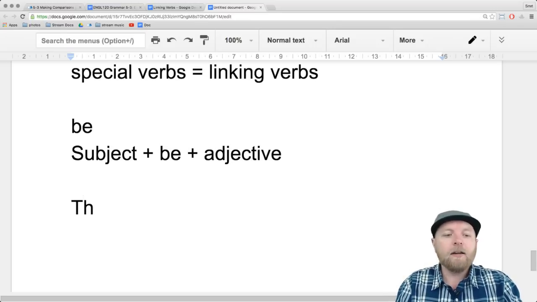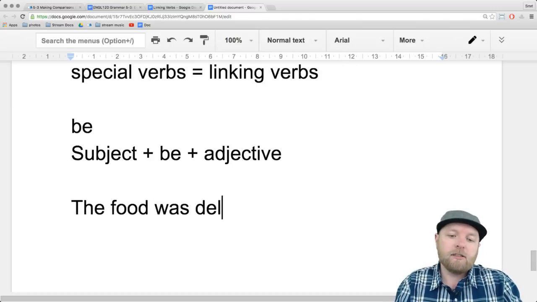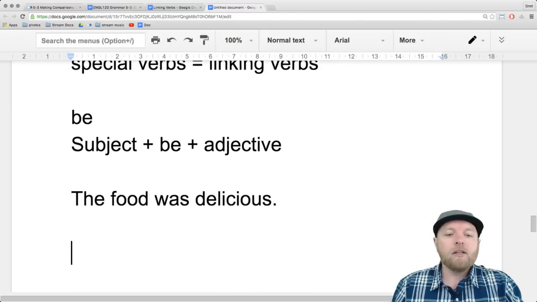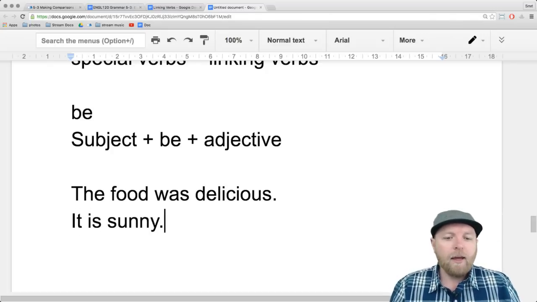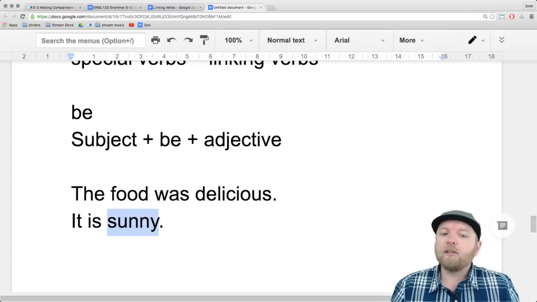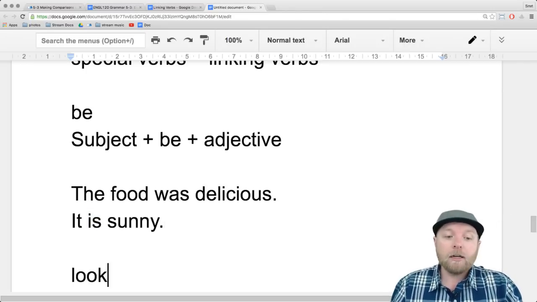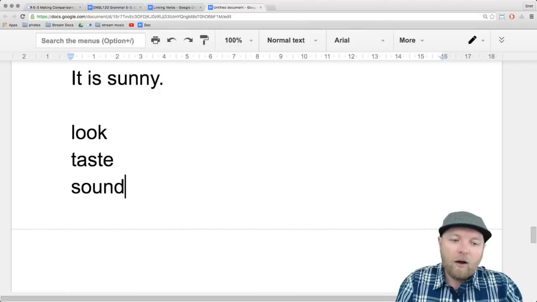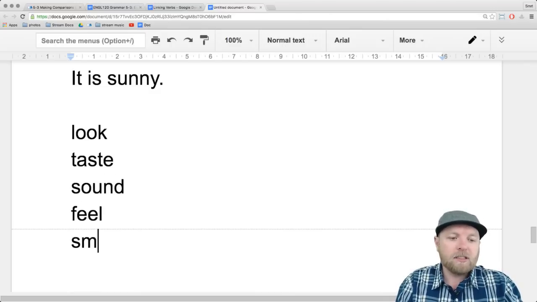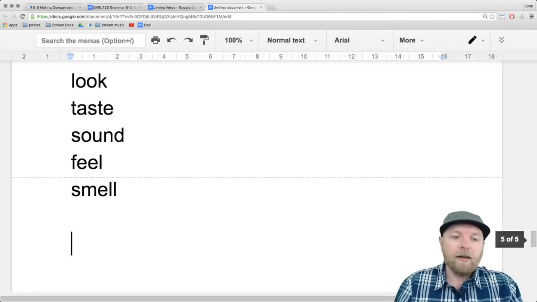Example, last night the food was delicious, right? Or today it is sunny, right? Okay, adjective, adjective. Why? Because we're using linking verbs. Okay, what's another linking verb? Look. Look is a linking verb. Taste, sound, feel, smell. These are all linking verbs, right?